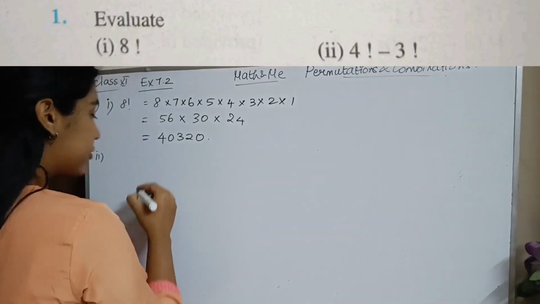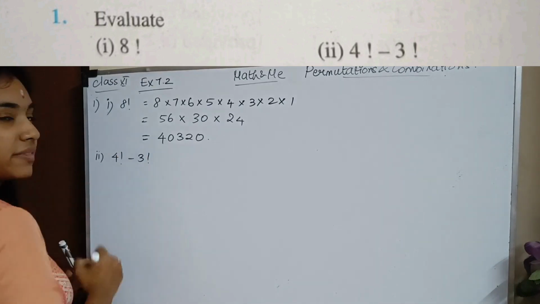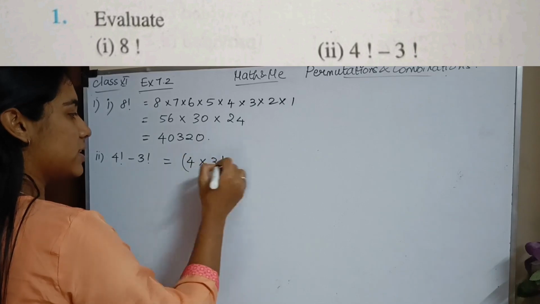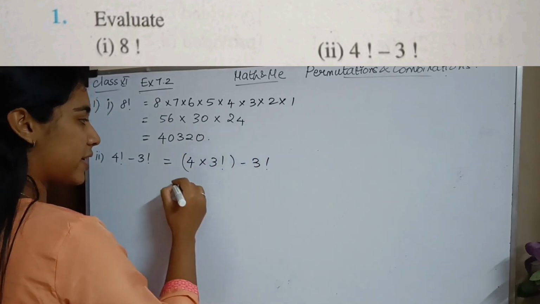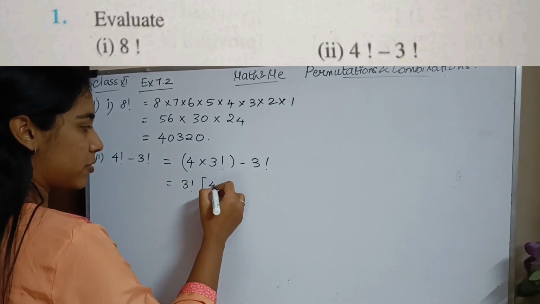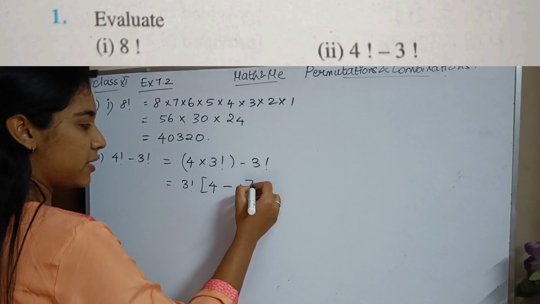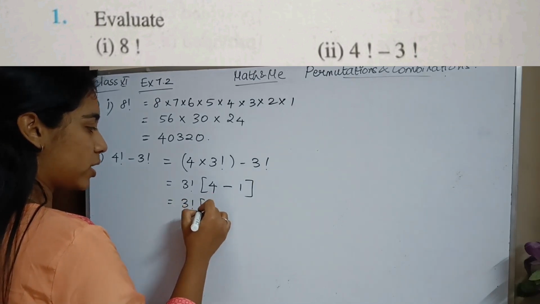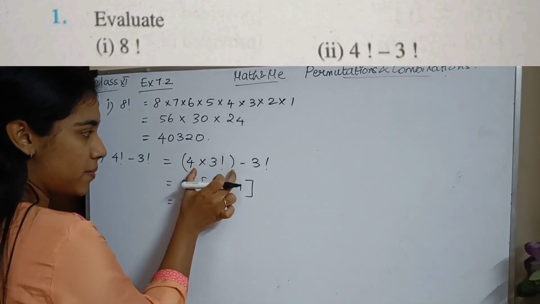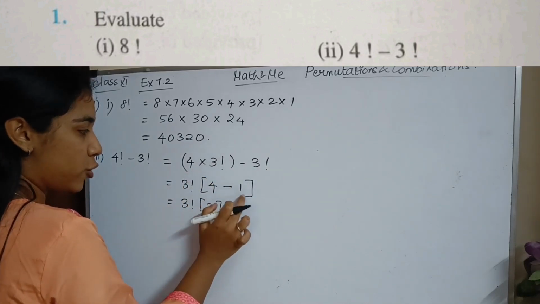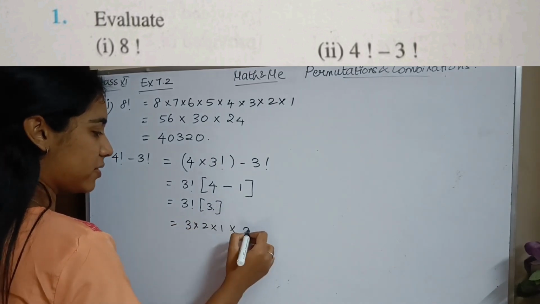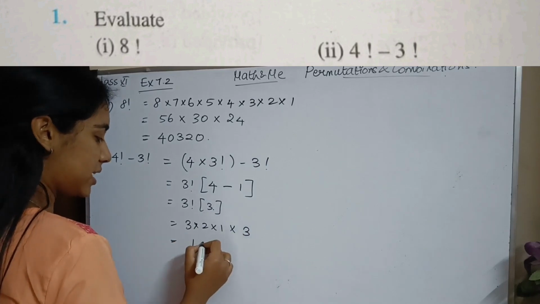Second subsection, 4 factorial minus 3 factorial. 4 factorial can be written as 4 times 3 factorial. This is one single term minus 3 factorial. So 3 factorial is common. What will be left? In my first term I will be left with the number 4, minus, in the second term I will be left with 1. So I will have 3 factorial times 3. You understand? 3 factorial, I will have 4 in the first term minus 1 in the second term. So 4 minus 1 is 3. 3 factorial is 3 times 2 times 1, times I have a 3. So 3 twos are 6, 6 threes are 18. Okay.